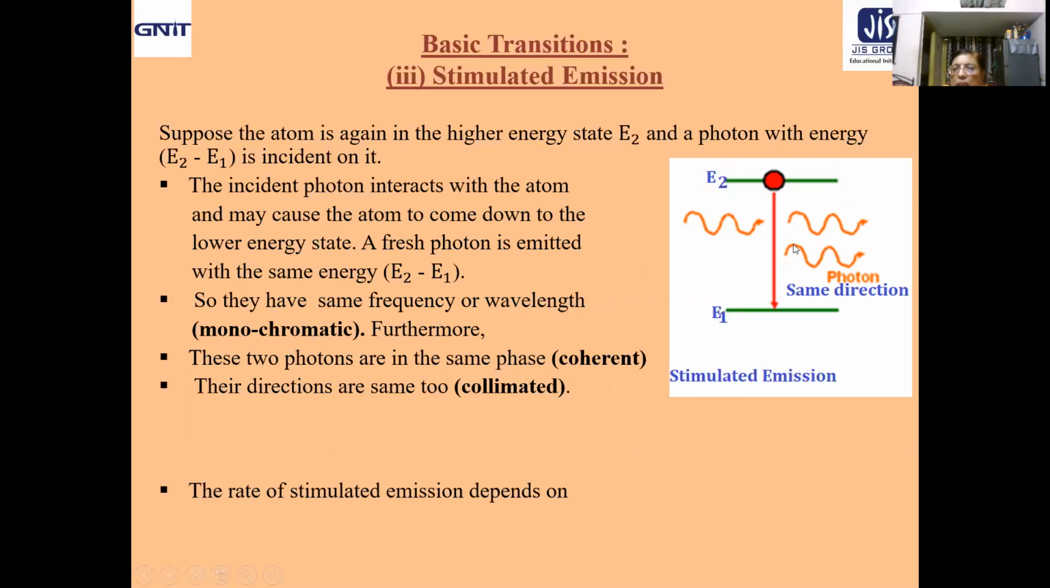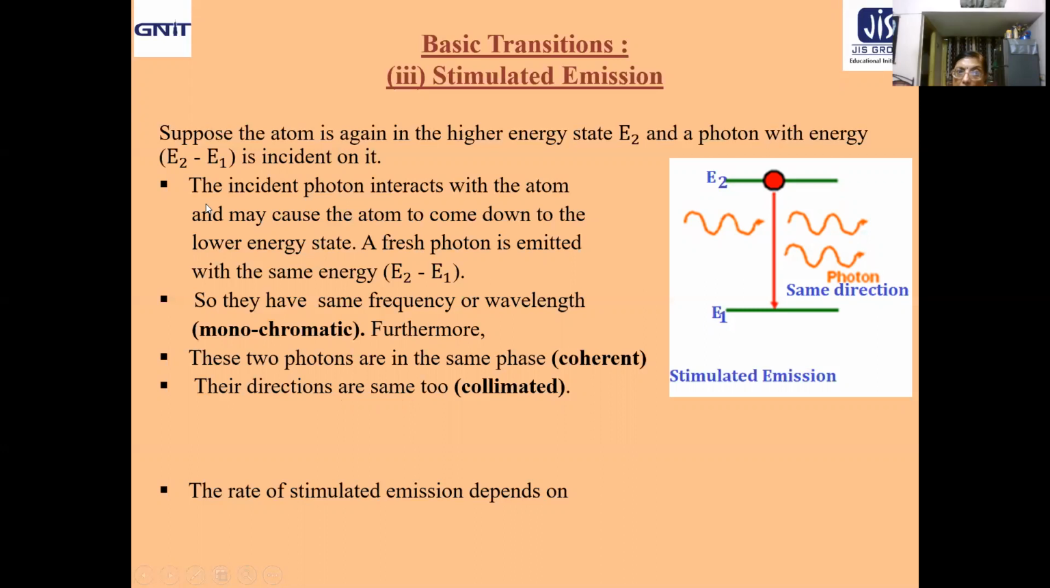The two photons coming out in the form of a radiated beam are strictly monochromatic because their energies are exactly the same. These two photons are in the same phase, that is, coherent, because we know that photon emission and absorption are instantaneous in character, from the photoelectric effect, which you are familiar with. And their directions are the same too. That means they are collimated. Their directions are the same too, so they are collimated.